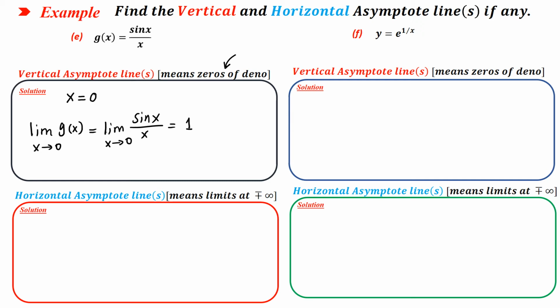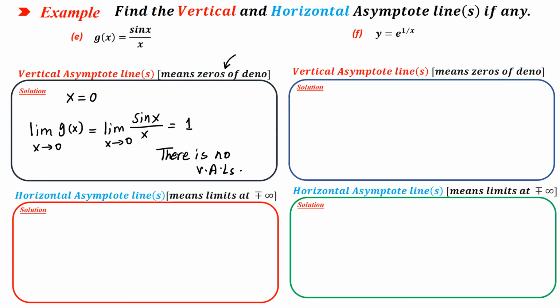So for the zeros of the denominator, you have to take them and compute the limit at each zero. If you get a number, it is not a vertical asymptote line. If the limit goes to infinity or negative infinity, it will be a vertical asymptote line. So there are no vertical asymptote lines for this question.